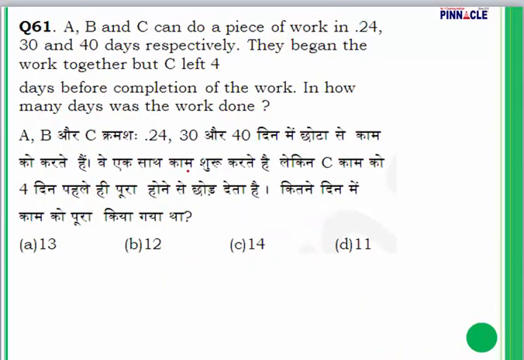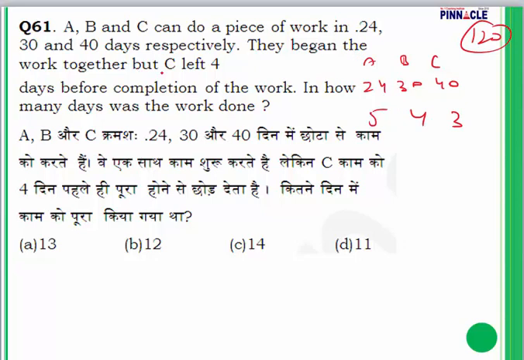Next question, question number 61. A, B, C can do a piece of work in 24, 30 and 40 days respectively. They began the work together, but C left 4 days before completion of the work. In how many days was the work done? Now, 24, 30 and 40. Take LCM, total work as 120. In 1 day, A is doing 5 units, B 4 units and C 3 units.